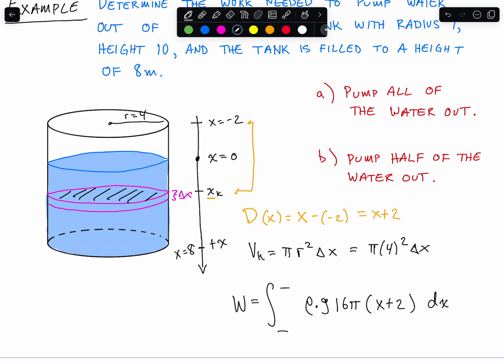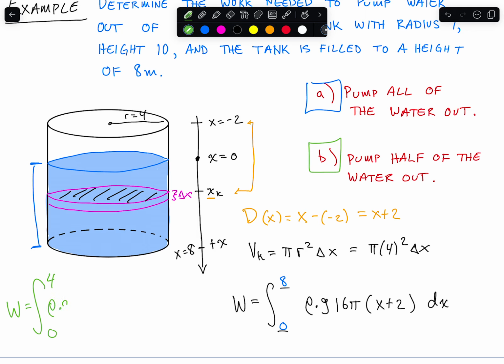If we're doing part A, then our limits of integration to pump out all the water, well, the water height goes from 0 to 8 in the positive x direction, so our limits of integration are from 0 to 8. If we were going to write this same integral down for part B, we'll do that in green over here, our work integral would be from 0 to 4, which is half of the depth of water, so 0 to 4 meters, of the same thing.